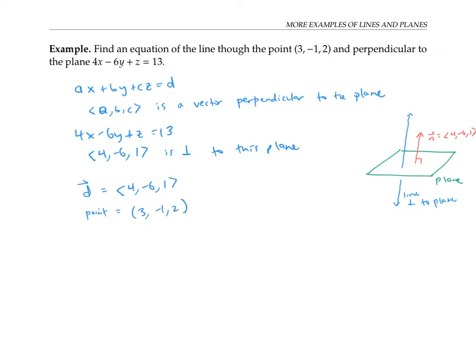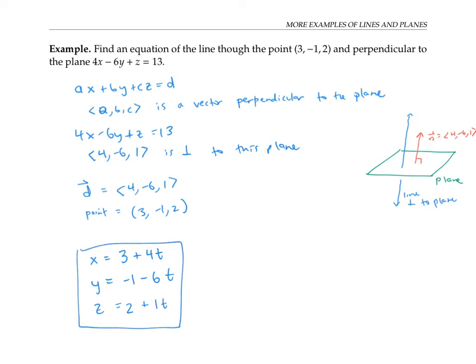So one way to write the equation for the line is to use parametric equations. X starts at the x value of 3, and every second it goes 4 units in the x direction, so we can write that as 3 plus 4t, where you think of t as time. Y starts at -1, and every second it goes -6 units in the y direction. And z starts at 2, and every second it goes 1 unit in the z direction. So here are parametric equations for our line.